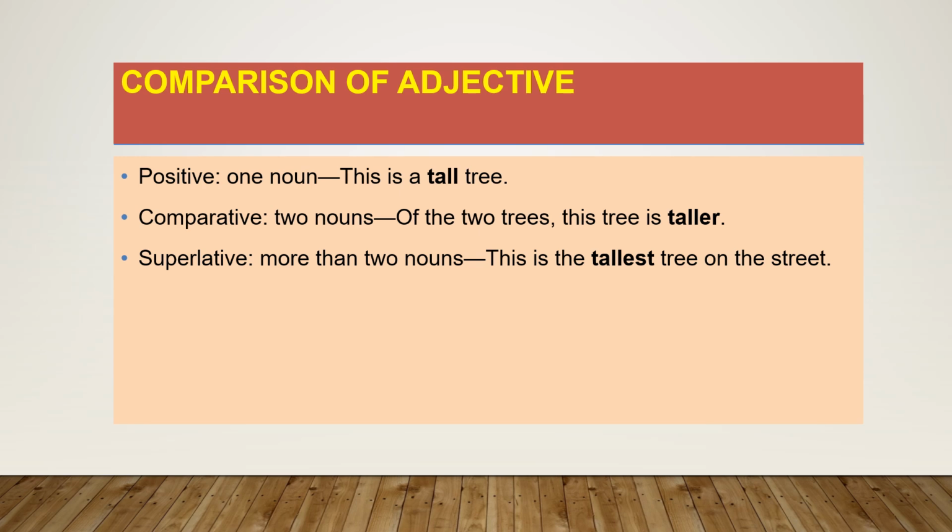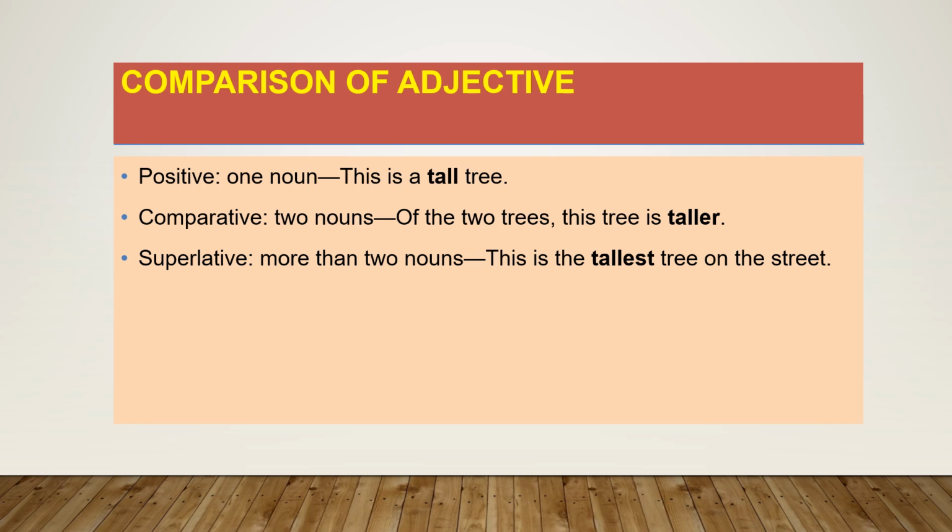Of the two trees, now there are two trees. This tree is taller. You're talking about this tree. You're pointing out one tree and saying, this tree is taller. So we have changed the adjective from tall to taller.